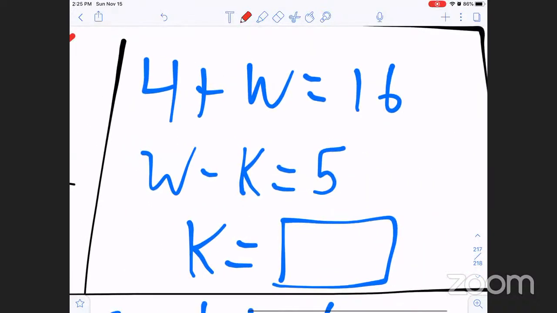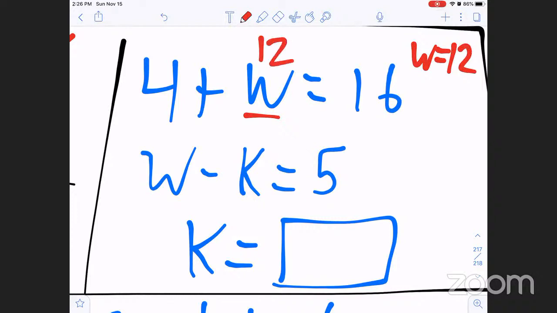Over here, I have to figure out one of the letters first, one of our mystery numbers, before I can find out what K is. So if I look up here, I can figure out what W is. 4 plus what makes 16? Well, I know that W has to be 12, because 4 plus 12 would make 16. So over here, I can replace W with 12. 12 minus K is going to make 5. So K needs to be 7.